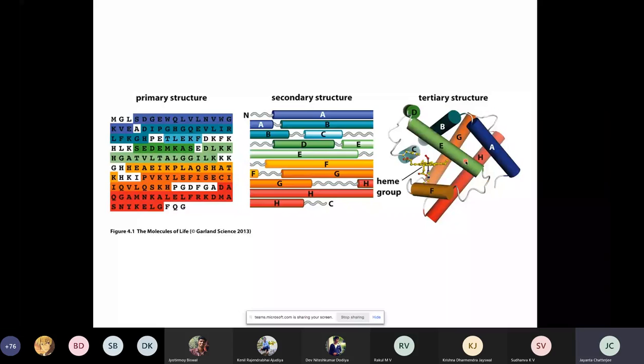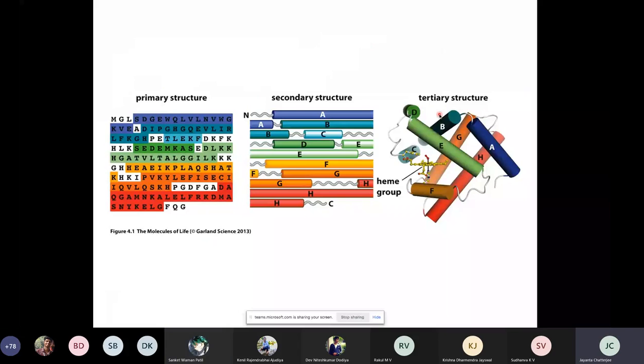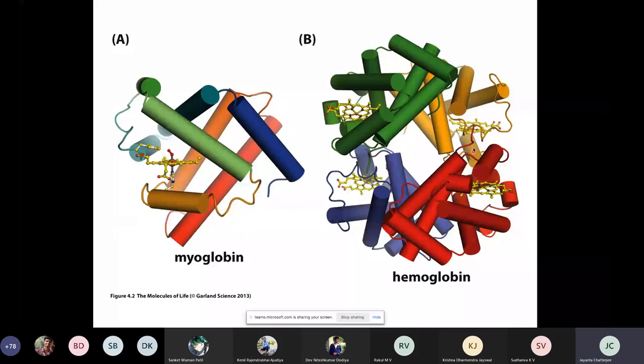Okay. Now there is something called quaternary structure. Quaternary structure is an even higher order structure where several tertiary structures come together and form a large complex. So here, for example, this is the structure of myoglobin, and four such chains come together to form the quaternary structure. Now this is the case of hemoglobin.